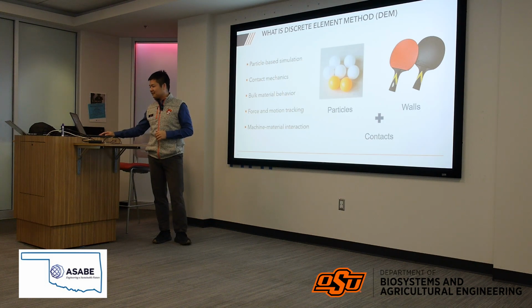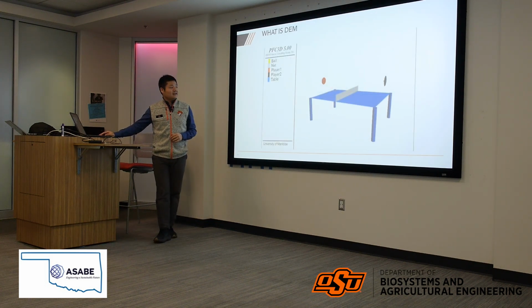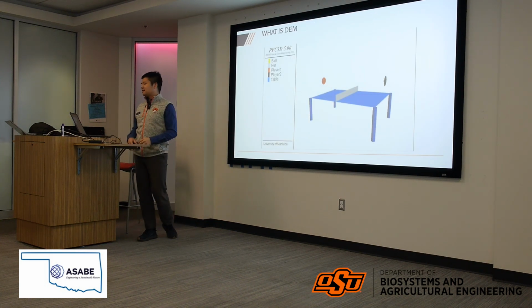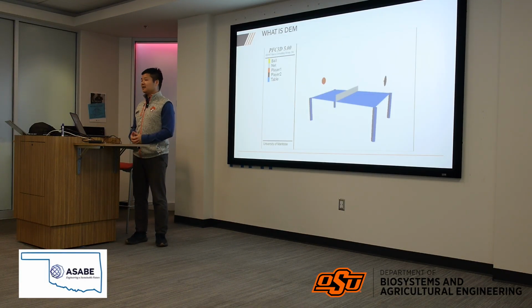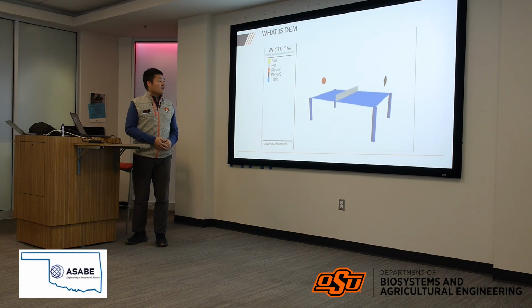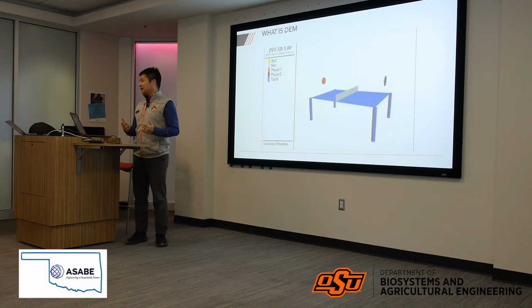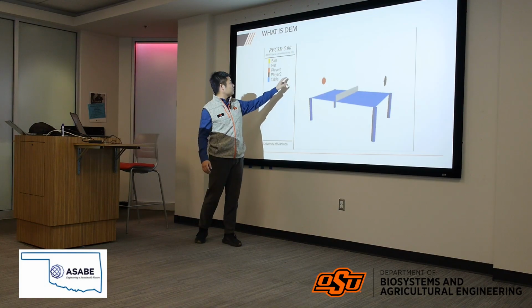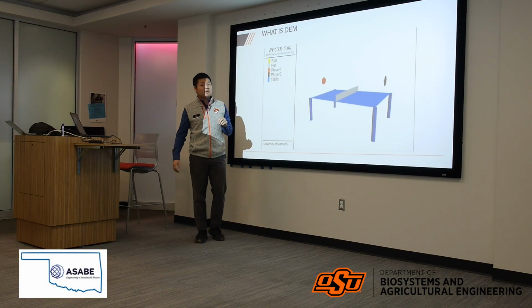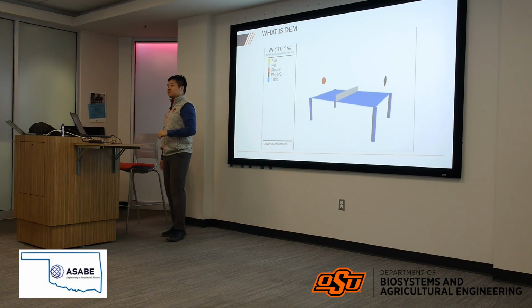Let's say I can use this method to simulate a table tennis match, a game, essentially. And this is all developed with this software. So let's say we have two players. The red one is player one, and black is player two. I'm going to simulate a game.